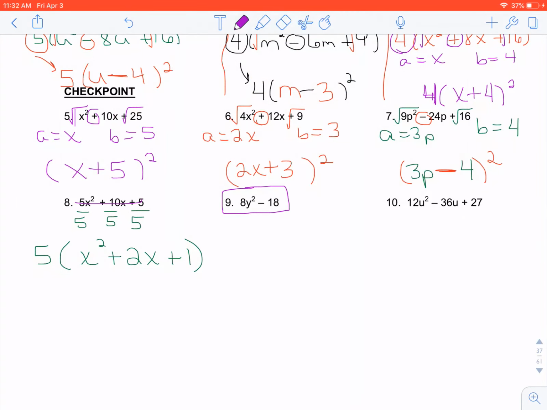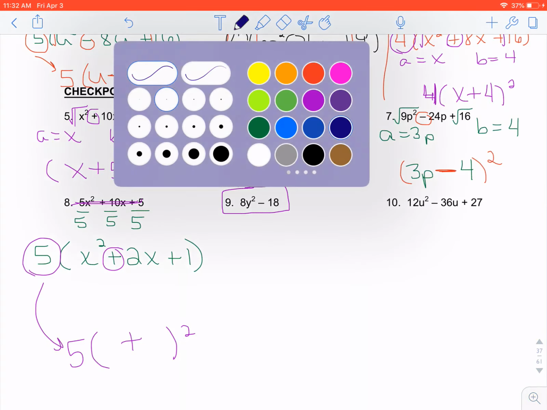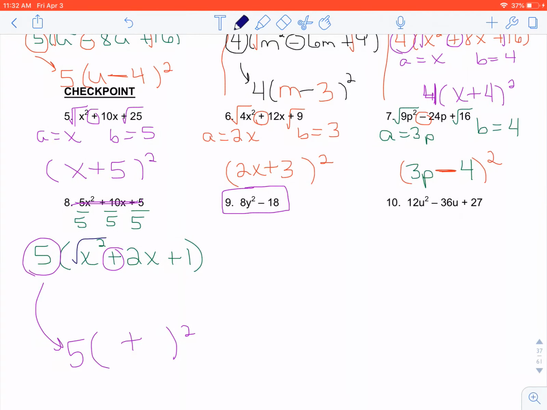Ignore the first problem. It's gone. There's a plus, so we need a plus. There was a GCF, so we need a GCF. And now we take the square root. So the square root of x squared is just x. What's the square root of 1? What times what makes 1? Only 1. It's just 1. So we factor this as x plus 1 and then squared.